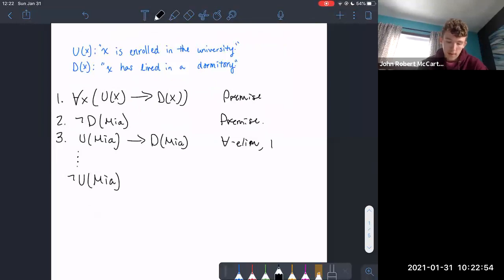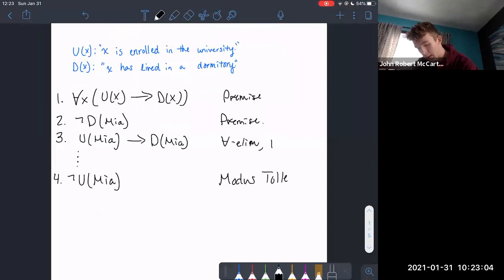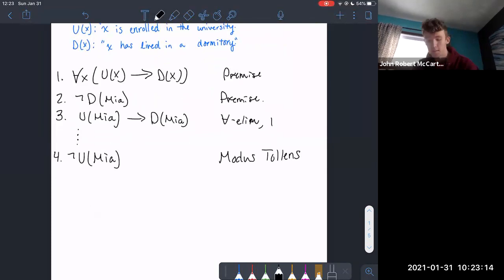And from here, we are actually done because we can justify this conclusion using modus tollens. Now, this isn't a specific rule with natural deduction that we have to use, but we can definitely prove it. So modus tollens tells us that if we have this implication, U of Mia implies D of Mia, and we have the negation of the conclusion, the negation of D of Mia, then we can conclude the negation of the premise, or the negation of U of Mia.